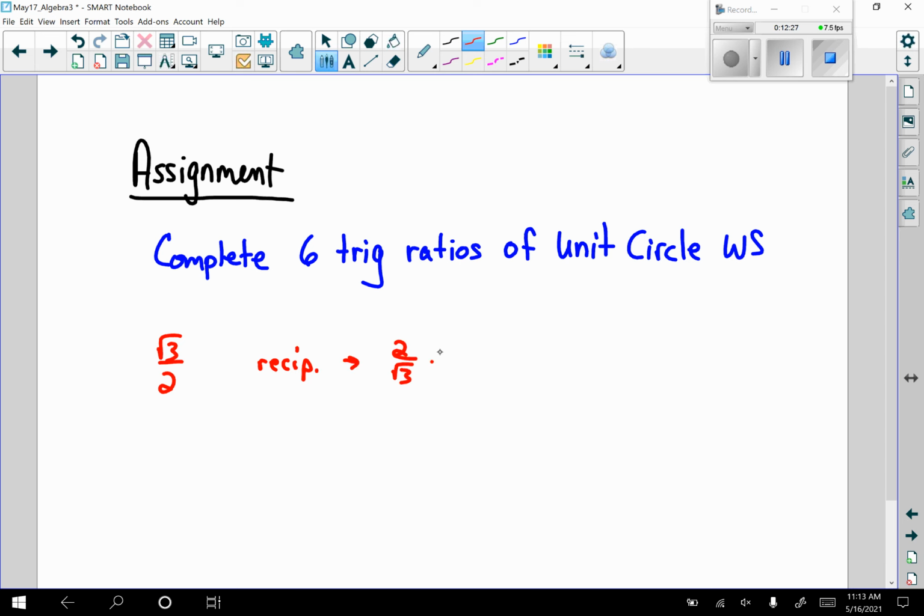You don't want to leave it like this. You have to rationalize. So this is what you're going to need to do on a separate sheet of paper. So this becomes 2 radical 3 over 3. So anytime you flip or take a reciprocal and then a radical ends up in the denominator, you need to rationalize. So you're going to fill in the cosecant, secant, and cotangent ratios as well. As always, guys, let me know if you have any questions as you're working on this.